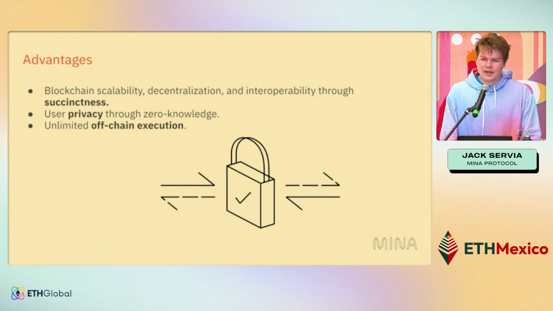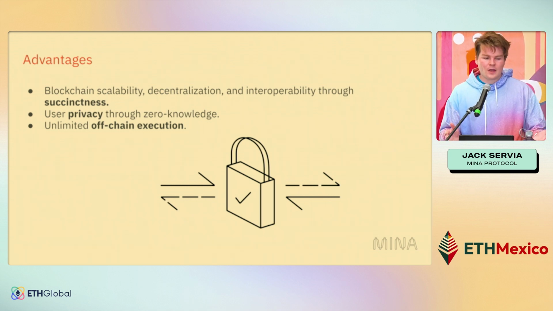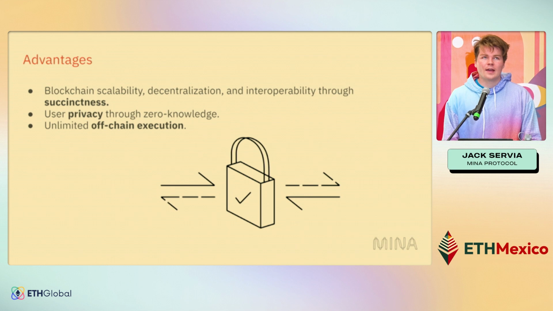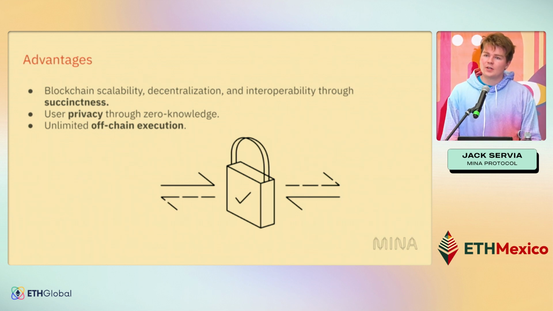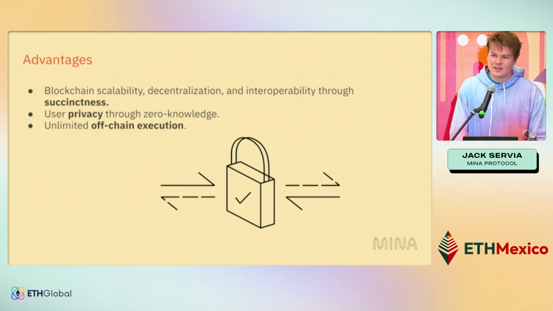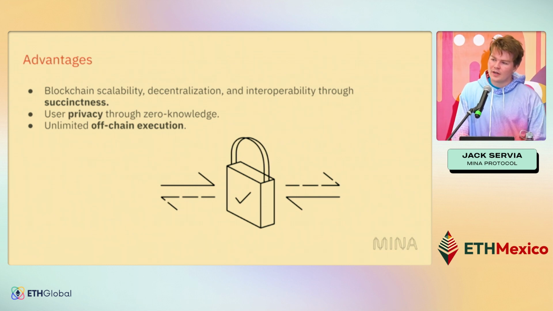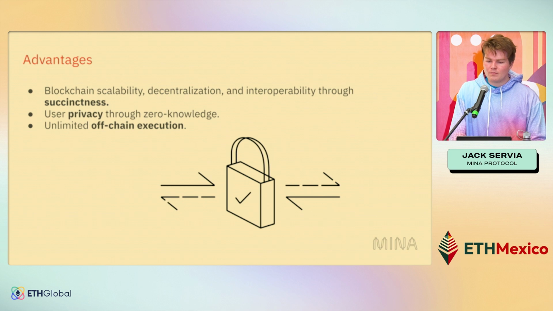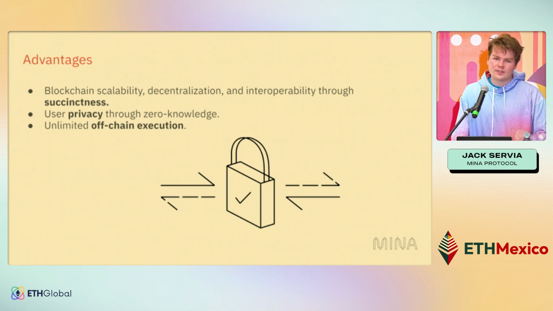The other thing that you have is there's no gas model. Because the smart contracts execute on the user's machine and the Mina blockchain is only verifying proofs, you can do as little or as much computation as you want, and it will always cost the same amount. Network demand will affect the price that you have to pay in order to get the transaction included, but no matter how much computation you do, it'll cost the same amount on a given day.